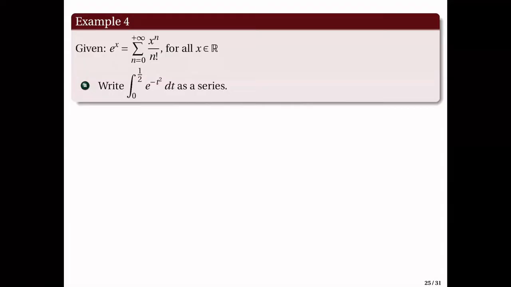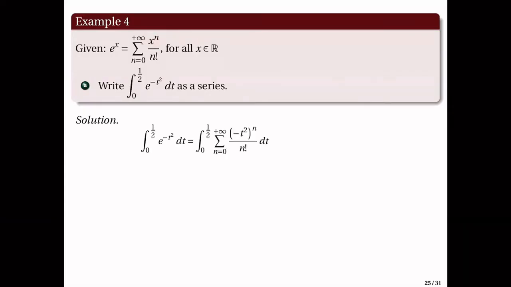Okay? So dito, isusulat lang natin yung e raised to negative t squared as a series gamit yung given na ito. Okay? So substituting negative t squared sa x sa left-hand side, ganun din yung gagawin natin sa right-hand side. So yung x dito magiging negative t squared raised to n. Okay, so doing that, we get this, and then simplifying this, ilalabas natin yung negative 1 raised to n, we get this series.